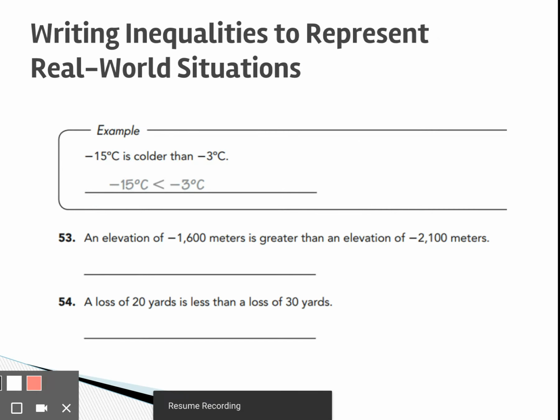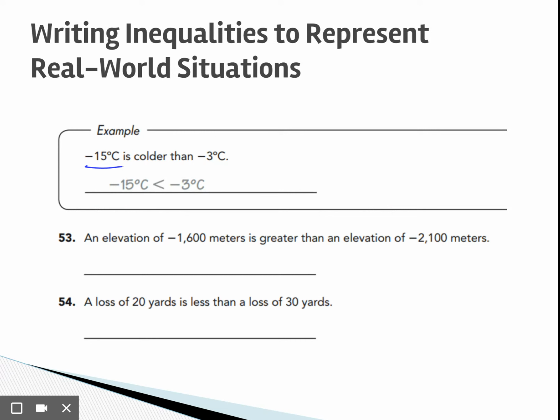You can write your own inequalities to represent real-world situations. Again, you're using those symbols in the vocabulary just as they're stated to write down an inequality with a greater than or less than symbol. Here, negative 15 degrees is colder than. We know in temperatures, colder means less than negative 3. So you just write negative 15 degrees Celsius is less than negative 3 degrees Celsius.